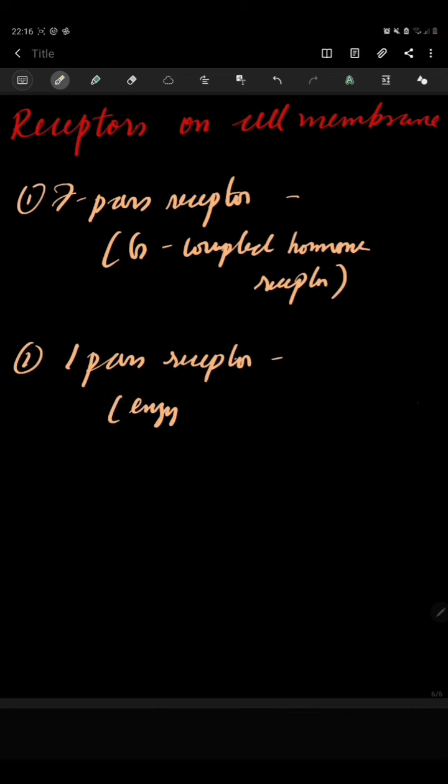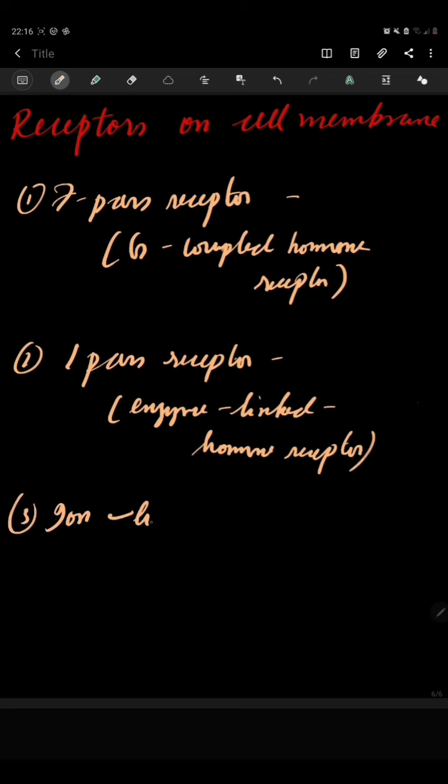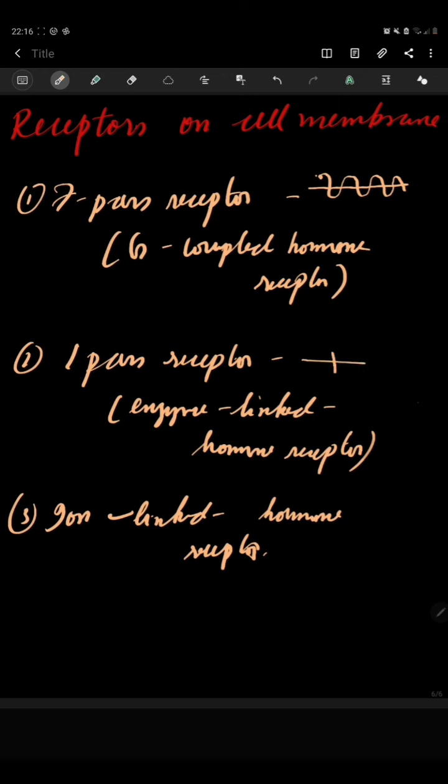That is the enzyme linked hormone receptor. And then we have the ion linked hormone receptor. What is 7-pass receptor? This is a cell membrane. The receptor is like this. 1, 2, 3, 4, 5, 6, 7. This is 7-pass receptor, and 1-pass means this is the 1-pass receptor.